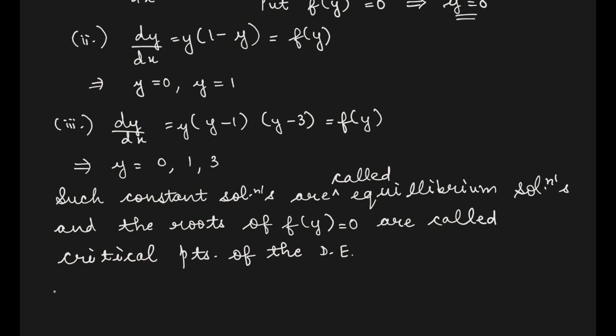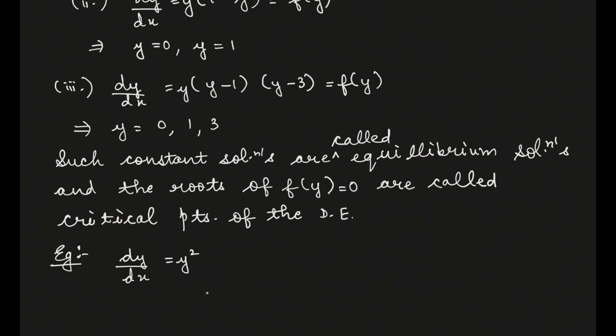Let us consider some more examples. dy by dx equal to y square. What will be the equilibrium solutions? Put f(y), which is y square, equal to 0. So equilibrium solutions will be y equal to 0 and 0. I can also call these roots of f(y) equal to 0 as critical points also.